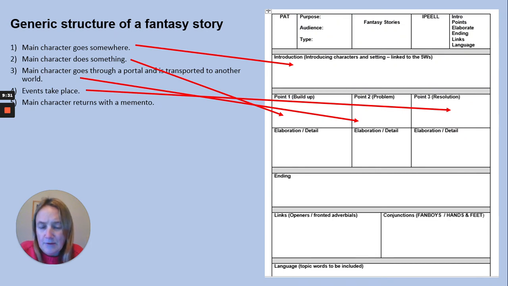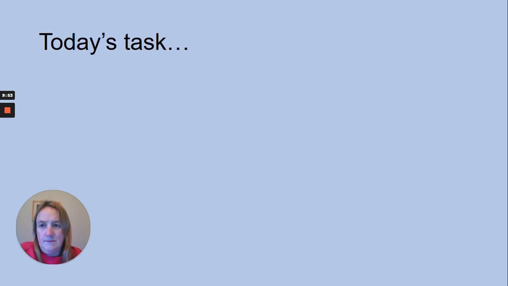How do they solve those problems? What happens? And then finally the main character returns with a memento. That's going to go in the ending section. So do you see how that nicely flows to help us give our story our structure, rather than just us writing a fantasy story without any idea of where it's going?